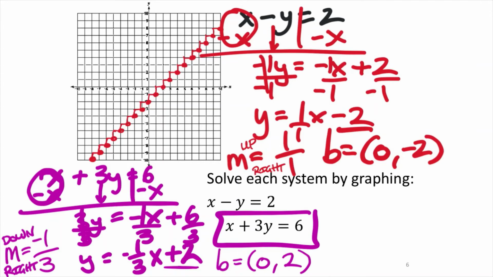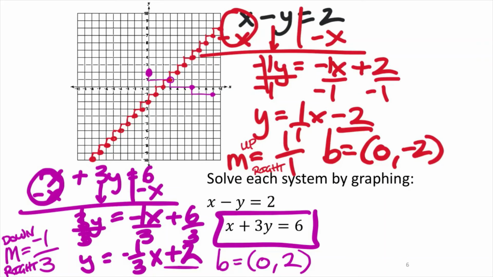So I'm going to start with the y-intercept on the graph at 0, 2, right here. And then I'm going to use the slope to find all the other points. So that would be down 1 to the right 3, which is this next point. Down 1 to the right 3. And you can see we've already found the point of intersection, where it's purple and red.